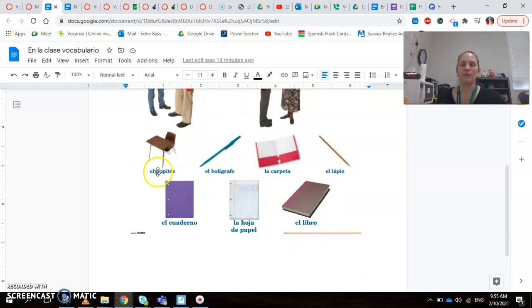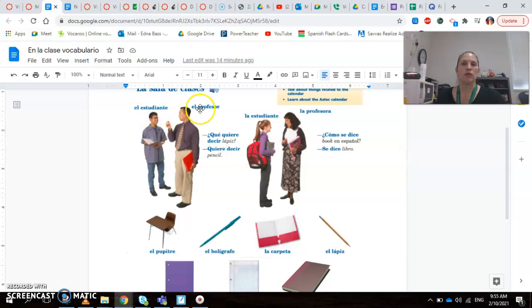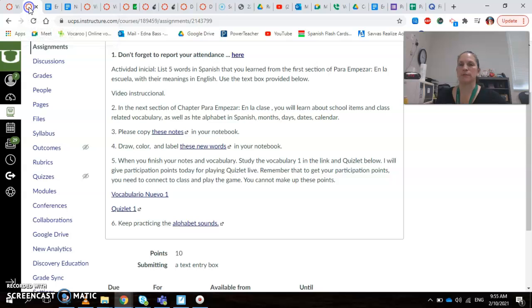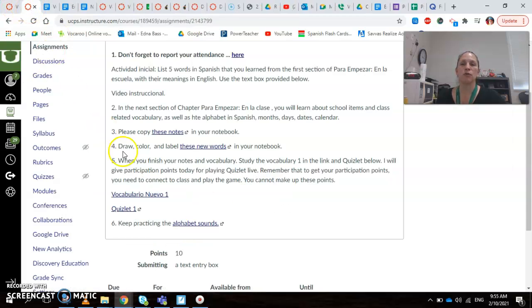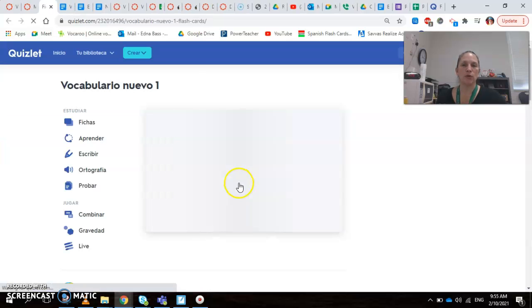And then you have some words here: el pupitre, el bolígrafo, la carpeta, el lápiz, el cuaderno, la hoja de papel, el libro. Those are words that I want you to practice. El estudiante, el profesor, la estudiante, la profesora, and these ones that I just said. Please listen and repeat the words so you learn them. Once you have those in your notebook, you are going to study the vocabulary. It's vocabulario nuevo uno, and you have the list of the words right here, and you also have a link to go to a Quizlet so you can practice the words.